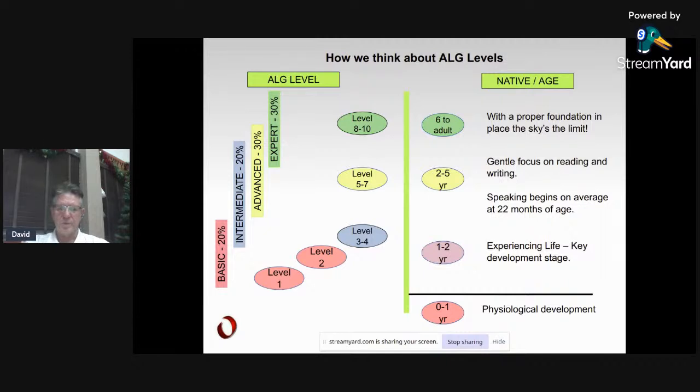What I've tried to do in this slide is compare those levels to the life of a child from birth, or let's just say 1 year old, on up through 5 or 6 years old. Because what we're doing, unlike language schools or language programs, is working in those years where language is developing for a native speaker. We're not trying to work on learning the language in an academic sense. We're trying to learn the language in the same way a child learns their language.